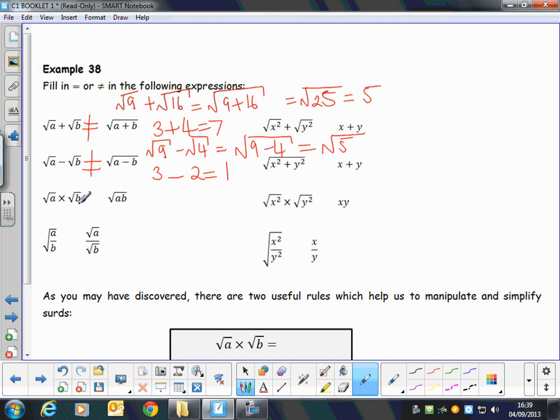For the next two, we've got the square root of a multiplied by the square root of b is equal to the square root of a multiplied by b, and for this one, the square root of a divided by b is equal to the square root of a all divided by the square root of b. And these two are rules that we need to learn, which will help us to manipulate and simplify surds.